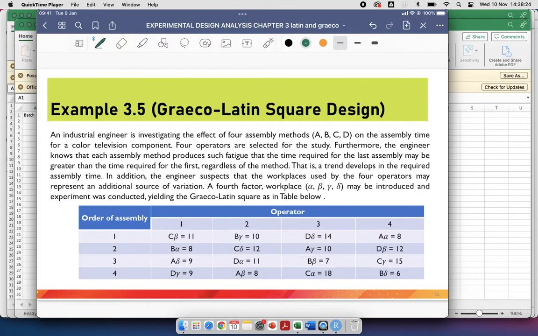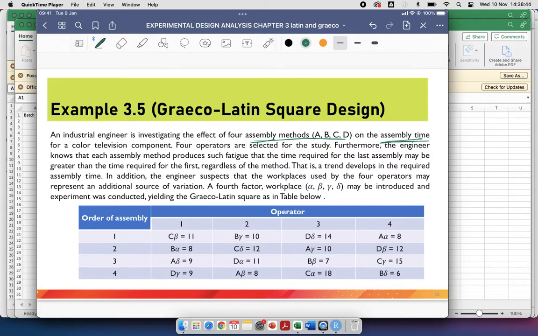An industrial engineer is investigating the effect of 4 assembly method. Okay, kesan 4 assembly method on the assembly time. So adakah guna assembly method yang berbeza memberi masa assembly time yang berbeza? Itu yang dia nak investigate.